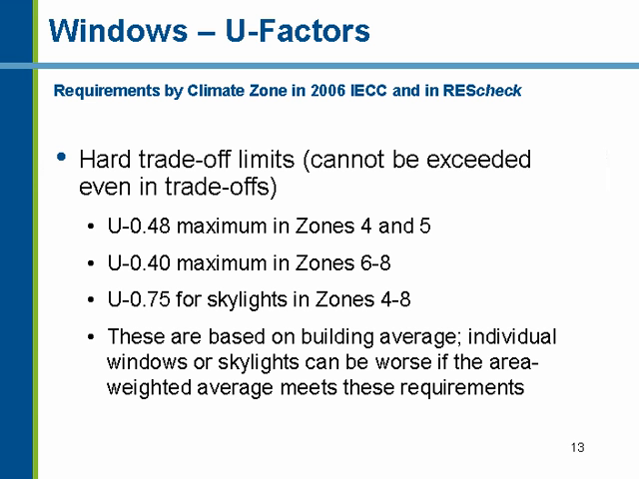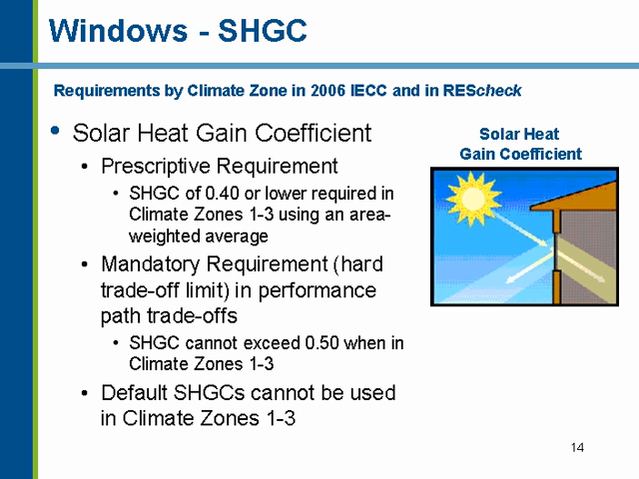That is your maximum. Now these are trade-offs. You're going to have to trade off somewhere else in your building envelope to even get to this trade-off approach. So these are trade-off limits. The maximum in zones 6 and 8 is a 0.40, and then there are skylight maximums of a 0.75 in zones 4 and 8. Again, these are based on a building average. So if you had one window that was a worst-case scenario, then you might meet these trade-off limits. And the easiest way to show you is when we do the demo in REScheck so you can understand what I'm talking about. The solar heat gain coefficient.